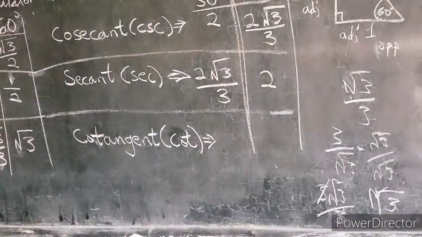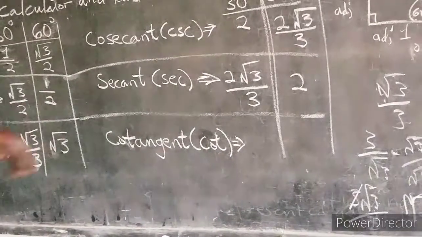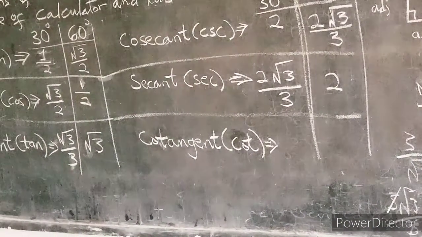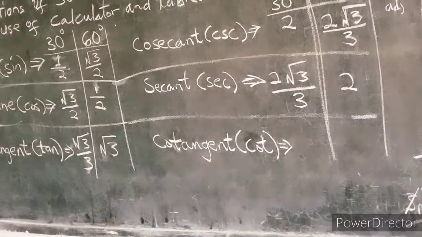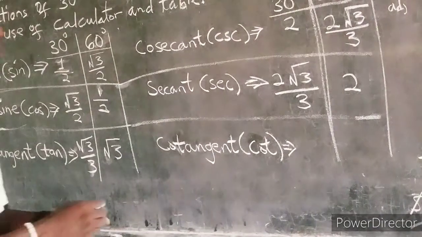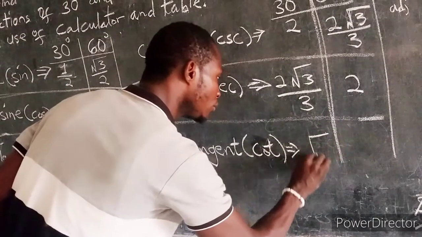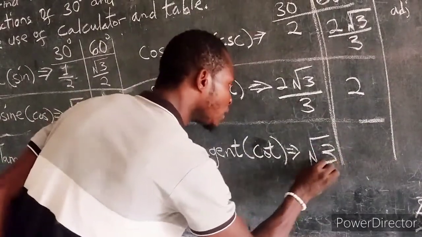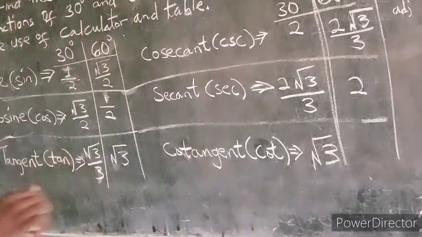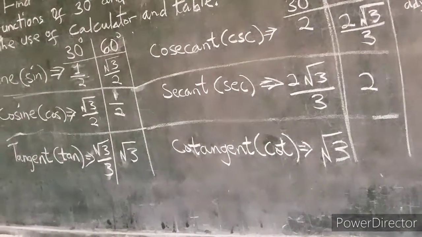So this simply means that cotangent 30 degree will just be the root of 3 as we perform our mathematical operation. So we got the square root of 3. So cotangent 30 degree is equal to the square root of 3.